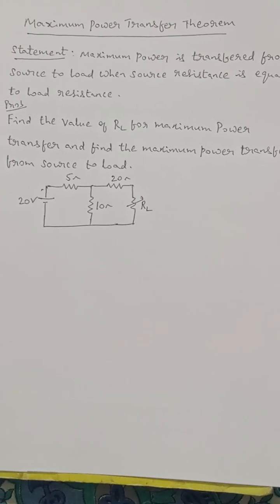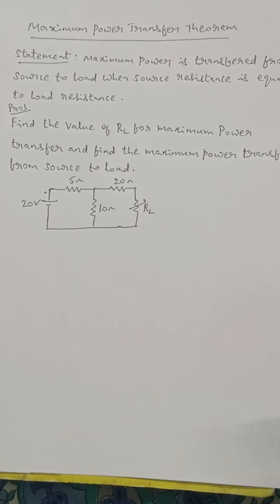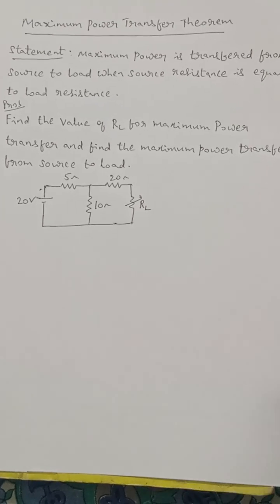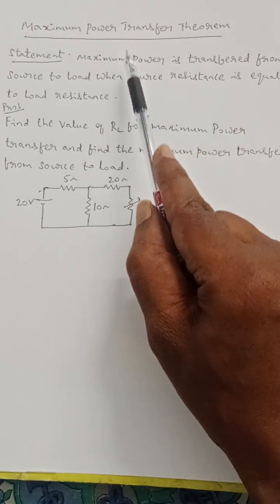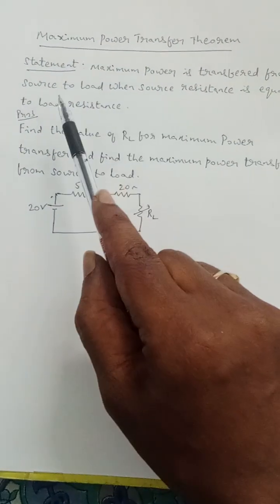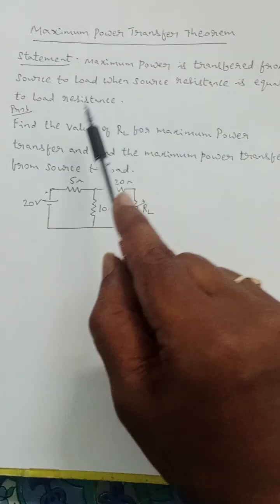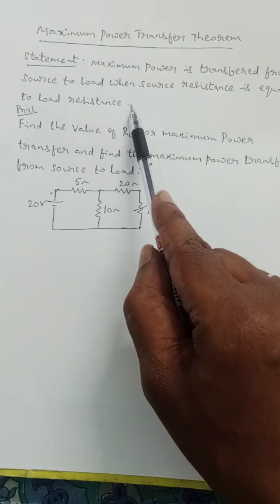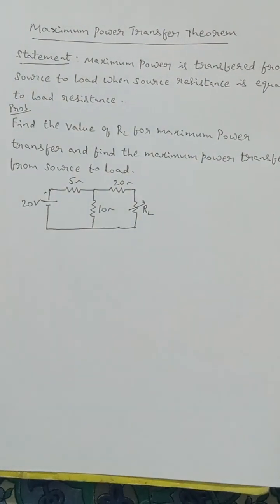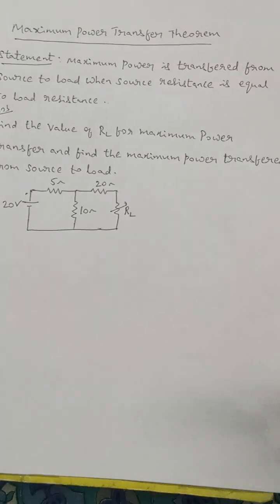Today I will discuss the maximum power transfer theorem. So coming to the statement of the maximum power transfer theorem, it states that maximum power is transferred from source to load when source resistance is equal to the load resistance. Okay, now coming to the procedure of this maximum power transfer theorem.